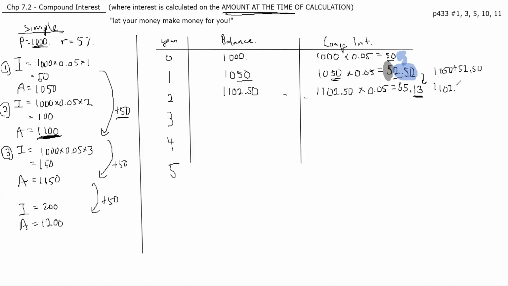So what is $1,102.50 plus 55.13? By next year, your balance would be $1,157.63. Compare that to before. You have $7.63 that you made doing nothing. Let your money make money for you. I'm going to do it one more time.